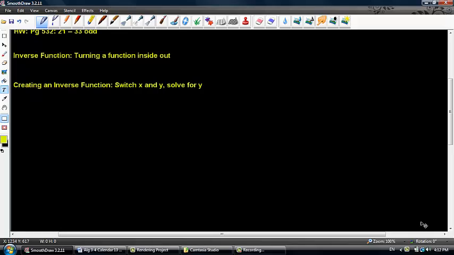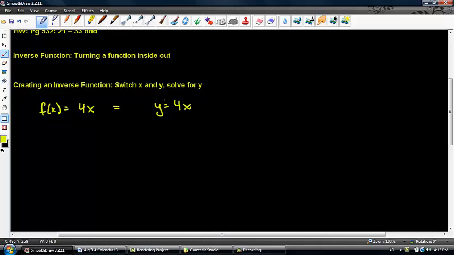The next step in this process that they are going to ask you to do in the book is to create an inverse function. Creating an inverse function means switching x and y and then solving for y. So if I give you f of x equals 4x, well, that's kind of like saying y equals 4x. Remember, because f of x and y are interchangeable.